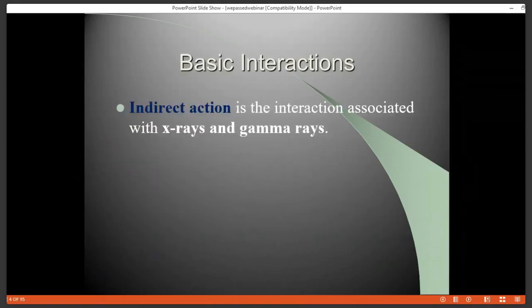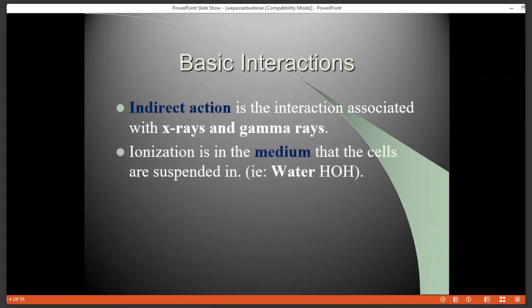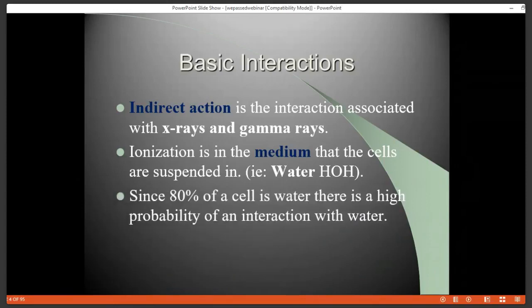The indirect action, however, is the one that we see in the vast majority of cases, and this is the one associated with X-rays and gamma rays, the things that we work most often with. This particular ionization is generally in water, which is the medium in which the cells are suspended. It doesn't mean that indirect action doesn't happen in other parts of the cell, but because of the sheer amount of water that humans are, around 80%, the probability is greatest to see indirect action in the water molecules.